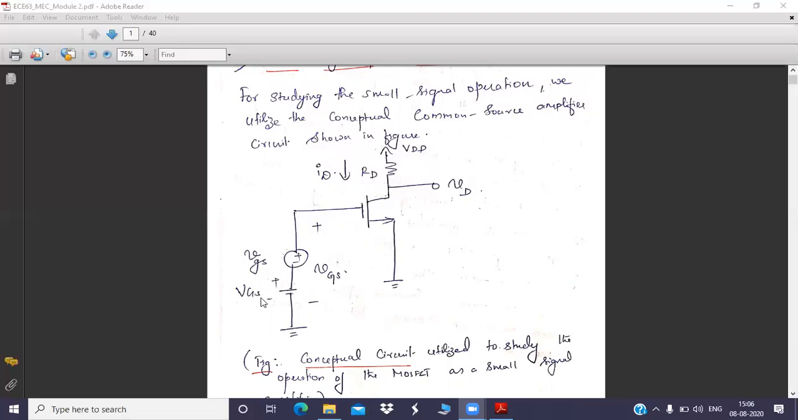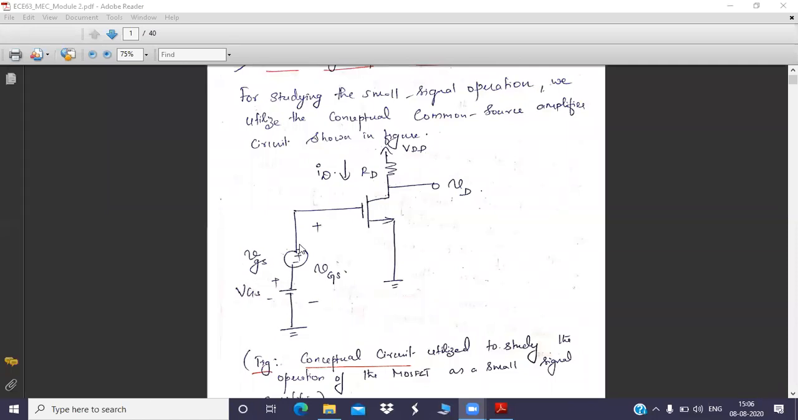So you've got the difference between these three. This is fully capital. This is fully small. This will be small letter v with a capital subscript, which means it is a combination of both AC as well as DC. So a pure AC signal will always be represented in small letters alone, and a pure DC signal will be represented in capital letters alone.